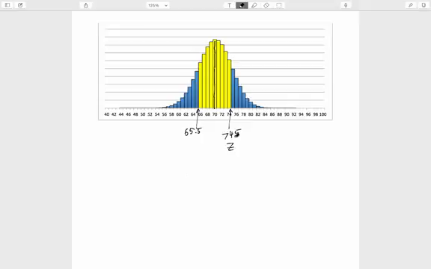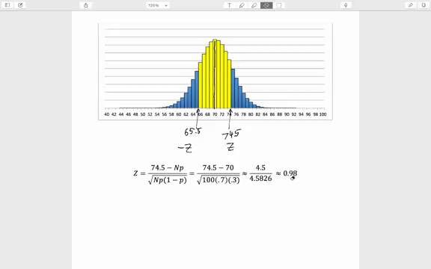Let us call 74.5 z standard deviations above the mean, and the lower limit has a z-score of negative z. To compute this z, we find 74.5 minus the mean divided by the standard deviation. The mean here is 70, so 100 times 0.7 is 70, and the standard deviation is found by plugging in n equals 100, p equals 0.7, and therefore 1 minus p equals 0.3. When we compute this, we have 4.5 divided by a standard deviation of a little bit more than 4.5, and that comes out to 0.98 standard deviations above the mean.